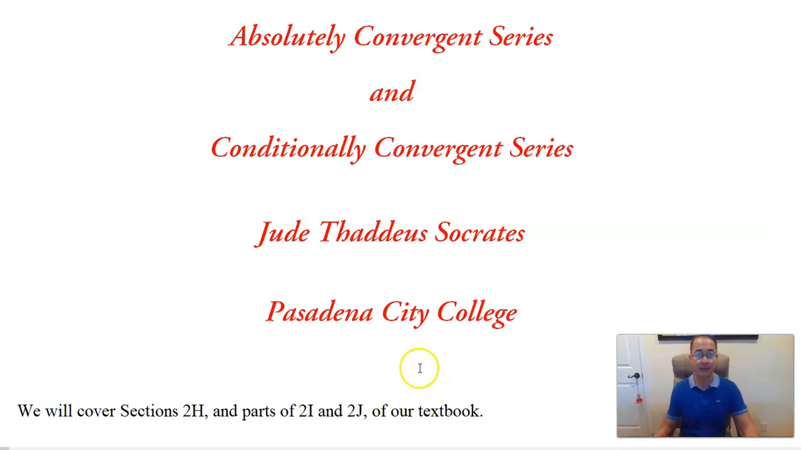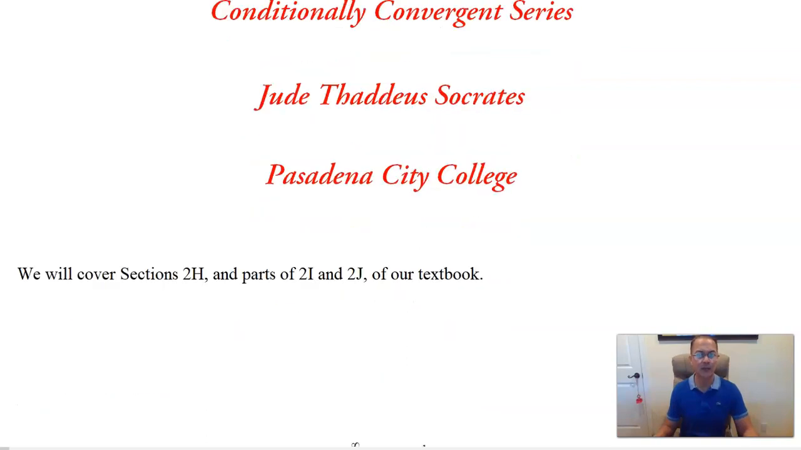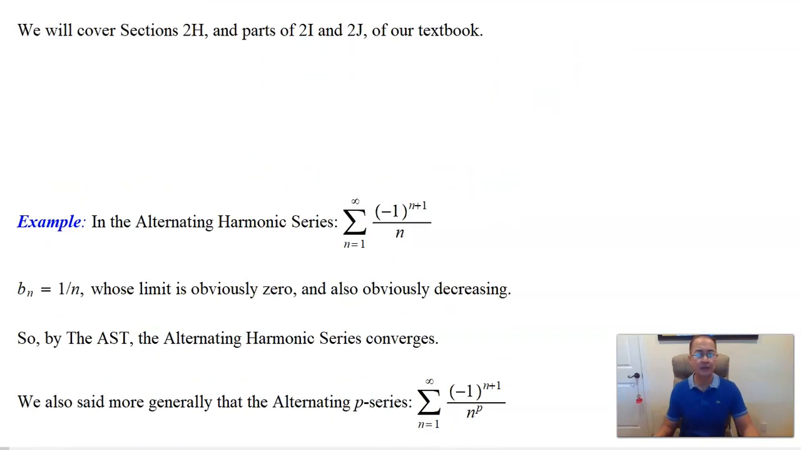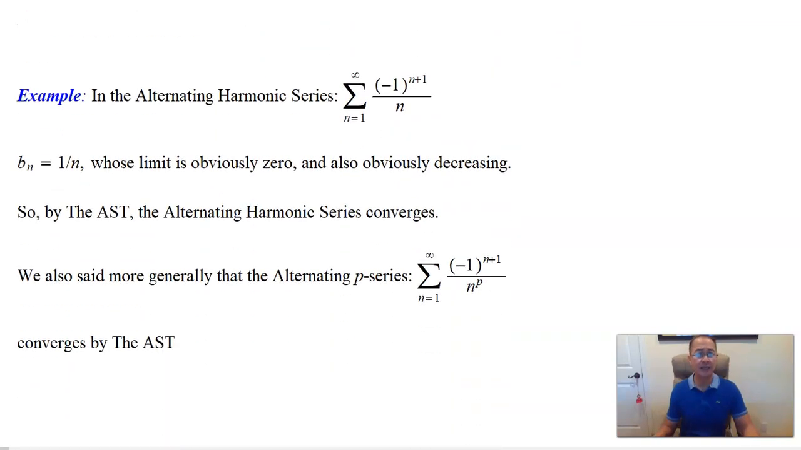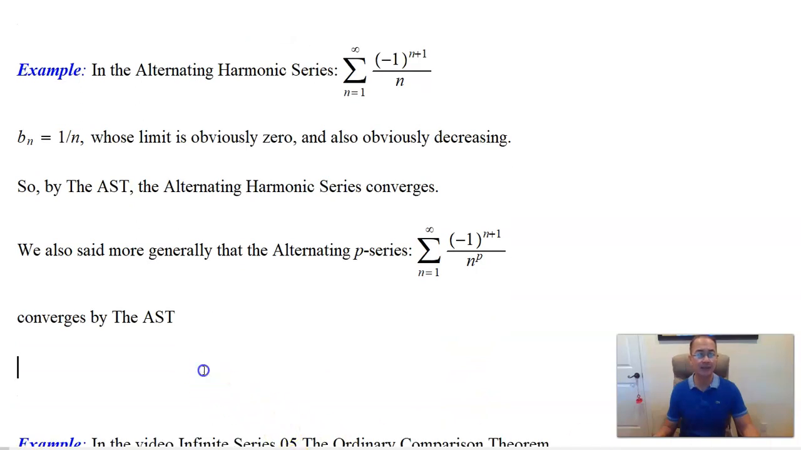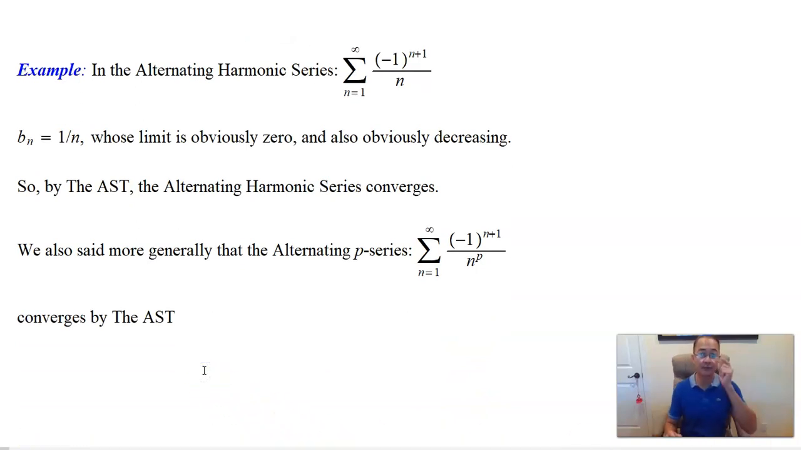All right, now that we have had that review, we can take a look at some examples. We will be covering basically section 2H of our textbook and little bits and pieces of sections 2I and 2J. Not a whole lot. All right, so I, again, literally cut and pasted some examples from our previous videos.